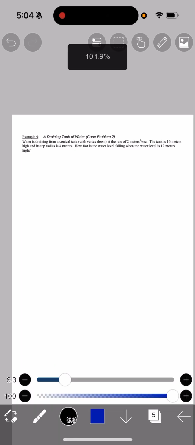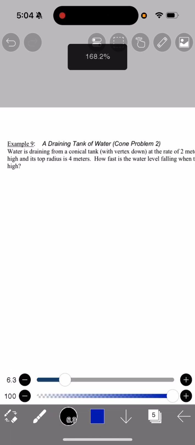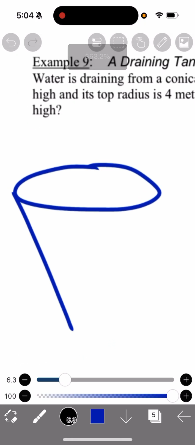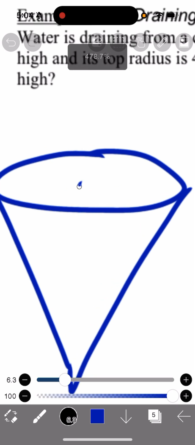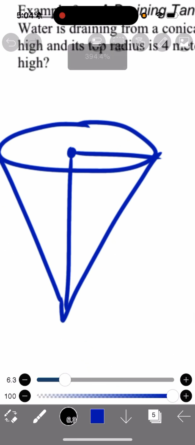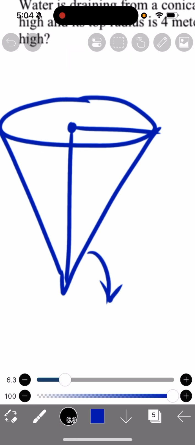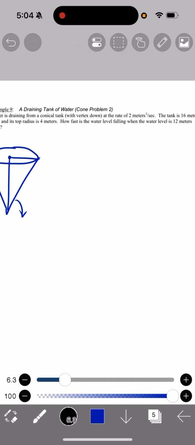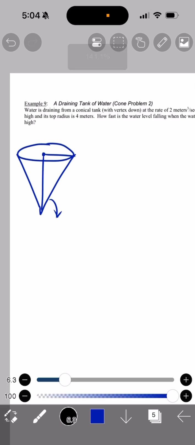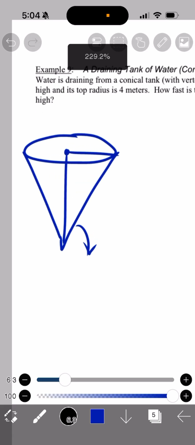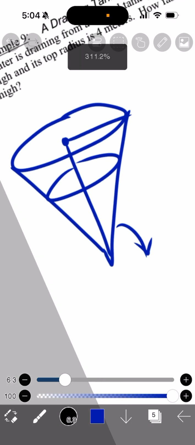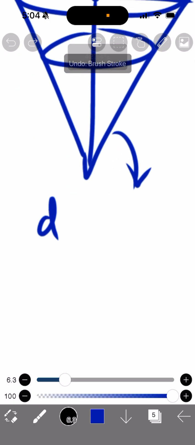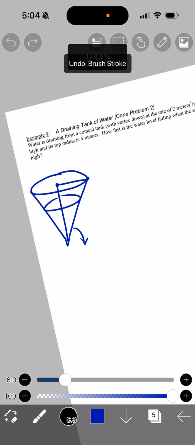All right, so let's read this. Water is draining from a conical tank with vertex down. So I'm going to draw a quick vertex down. And then water is coming out of it at the rate of 2 meters cubed per second. So water is draining out of it means that the volume of the water is decreasing. It's going down, which means that our change in, actually I'm going to write this over here.